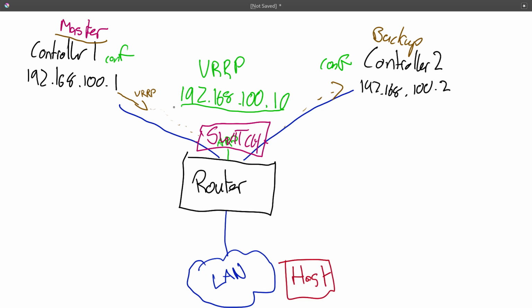But basically, if this second controller here, the backup, stops seeing these messages from the master, it's going to assume something happened to it, and then it will take over. It'll start sending the VRRP stuff out, and it'll start responding to all the stuff for this virtual address here. So I'll go through with some packet captures and config now and try and explain that a bit better.